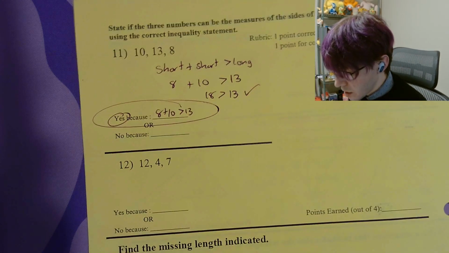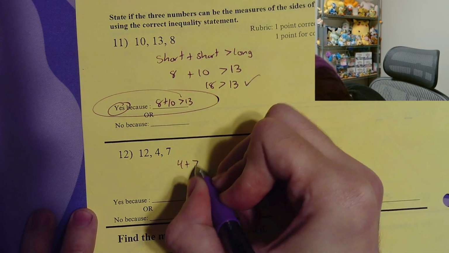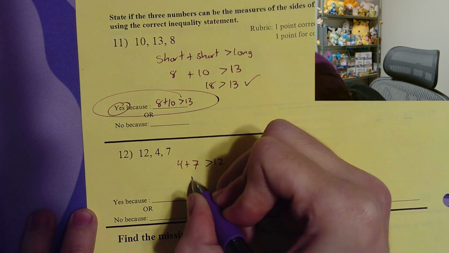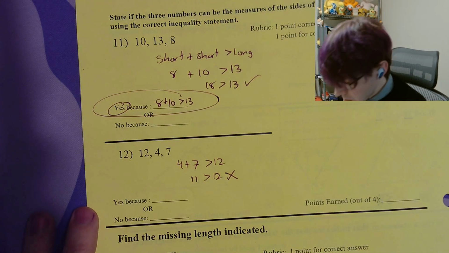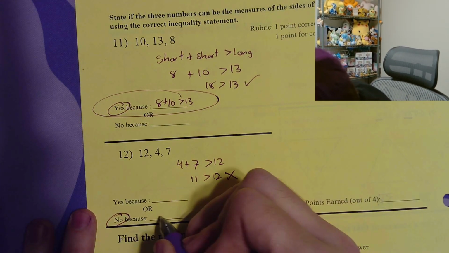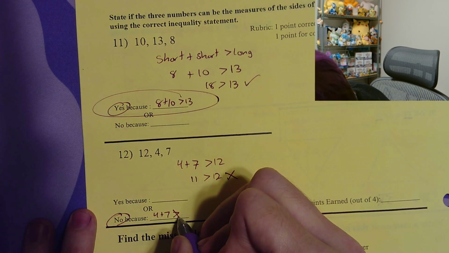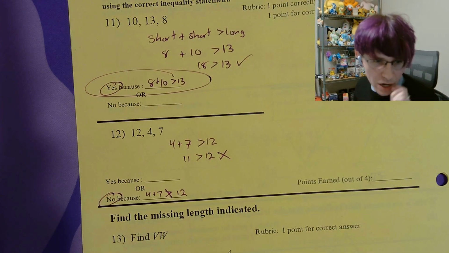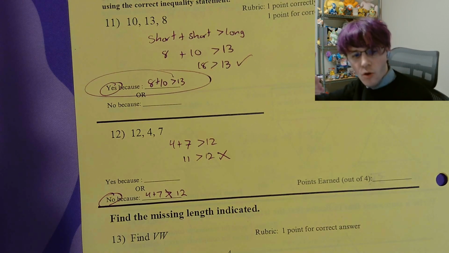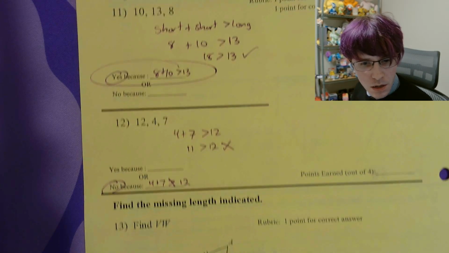Beautiful. The next one here, this one is going to be a no, because 4 plus 7 bigger than 12? No way. That is a falsehood. That is not a true statement. So the answer is no, because 4 plus 7 is not greater than 12. So you have to be very, very careful. You write that word no, because it's not a true statement. You just slash it through if it's not true.